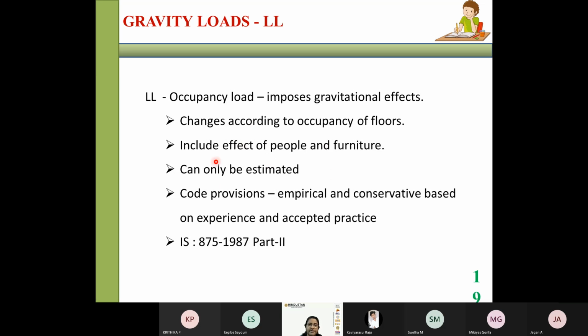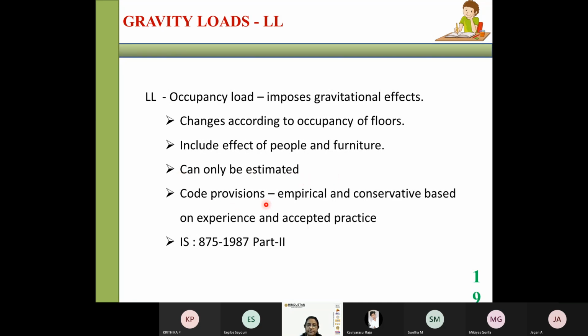Or if the purpose of the building is entirely residential, you can take the same live load for all the floors. It includes the effect of people and furniture, because on one particular floor you are planning to put heavy furniture, and on another it is not there. All these factors decide the live load. So it is very important when we take the dead load and live load. Dead load is fixed, no problem. But live load, all these parameters have to be considered. It can only be estimated.